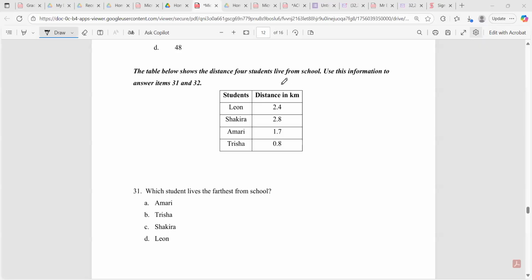Our next class right now. All right. The table below shows the distance 4 students live from school. Use this information to answer items 31 and 32. Which students live the furthest from school? And of course, it will be the largest number, which is 2.8, which is Shakira.